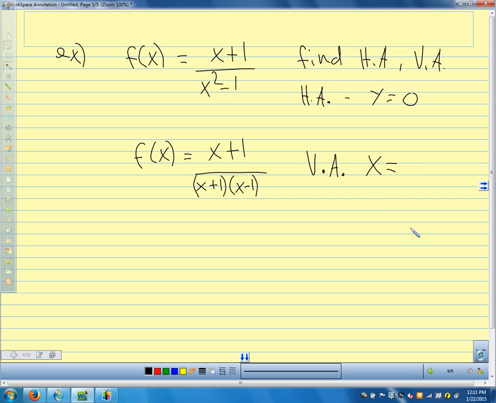So what makes our denominator equal 0? X equals plus 1, right? What happens at x equals minus 1? They're both 0 at the same time. The numerator and denominator are 0 at the same time. So we have a hole at x equals negative 1.